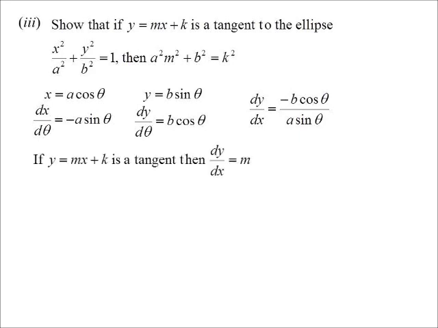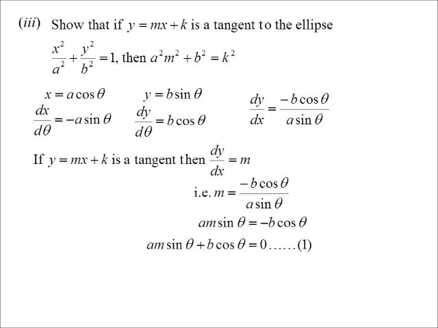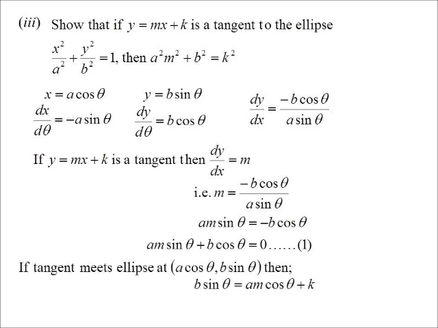Now, I know that y equals mx plus k is a tangent. So therefore, the derivative would equal m, the slope of the tangent. So I now have this relationship. The slope is minus b cos theta on a sine theta. Just going to play around with that. And I get am sine theta plus b cos theta is equal to 0. The other thing we know is the tangent meets the ellipse at that point of a cos theta, b sine theta.